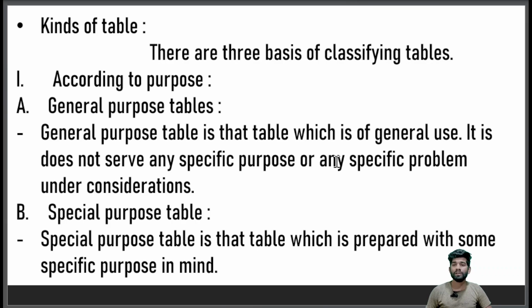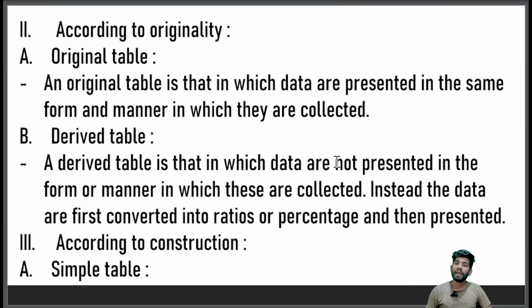Then kinds of table. There are three bases of classifying tables. According to purpose, the first one is general purpose tables, where the general purpose table is the table which is of general use. It does not serve any specific purpose or any specific problem under consideration. Then B, specific purpose table, where the special purpose table is the table which is prepared with some specific purpose in mind. Then according to originality, the first one is the original table. An original table is one in which data are presented in the same form and manner in which they are collected. Then derived tables.